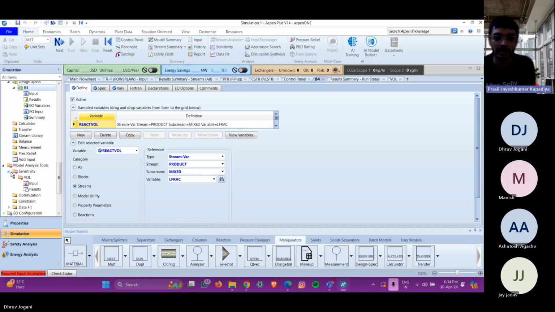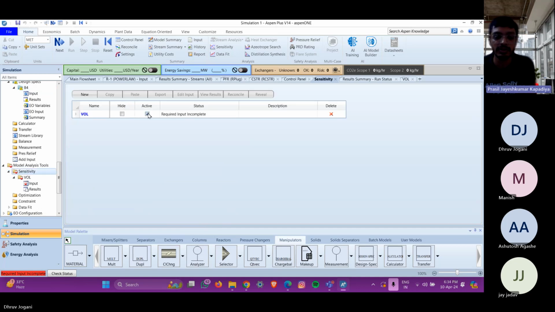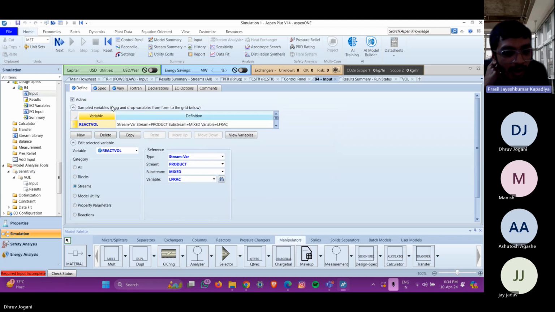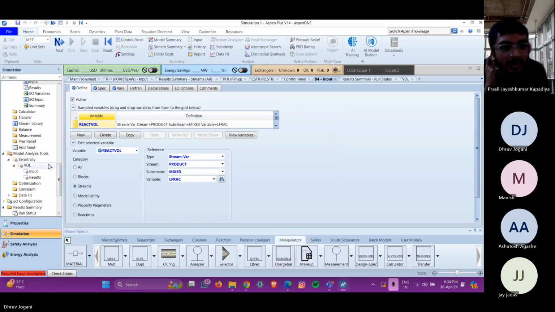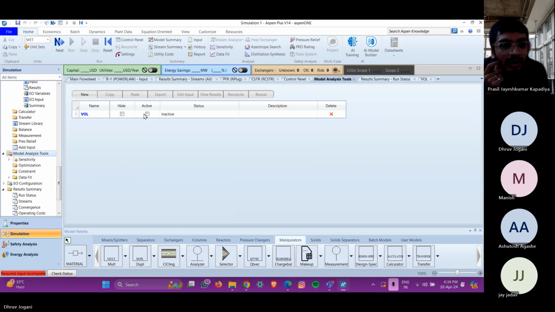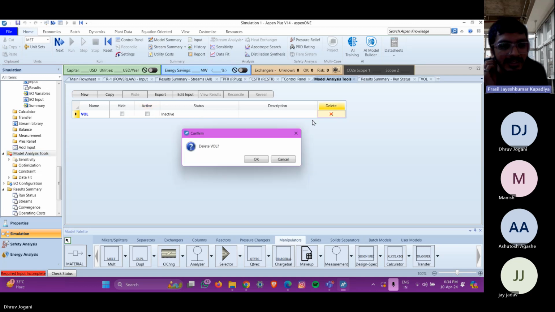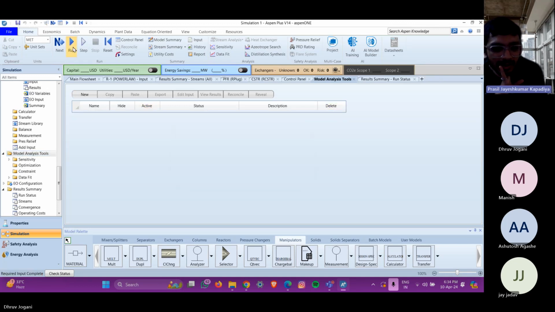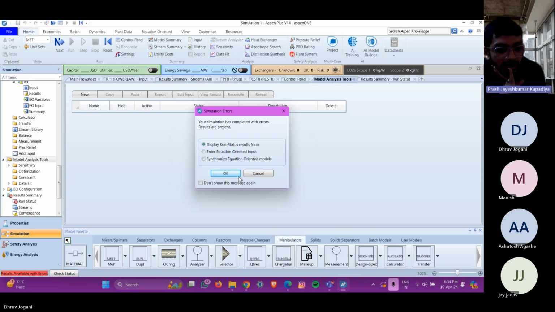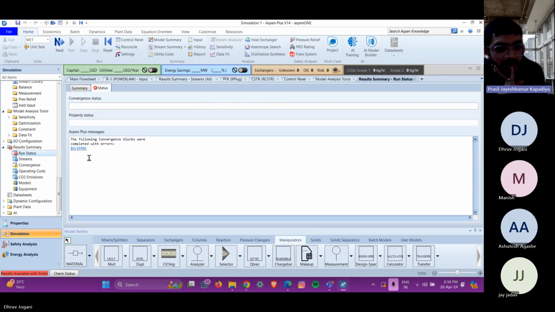Let's see what we are getting. That was the issue. We did not get a result. Why is it still showing required input incomplete? Go to model analysis tool. Just delete it. It's still, this is weird. Okay, reset and run it. Okay, we have an error, so that is fine.